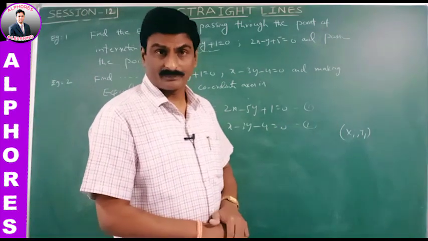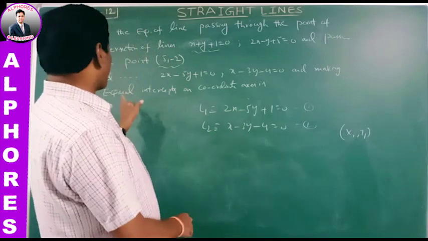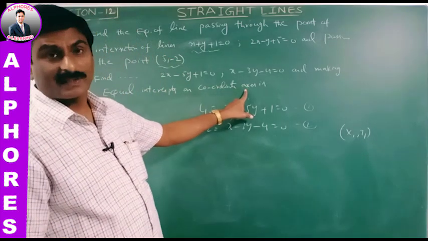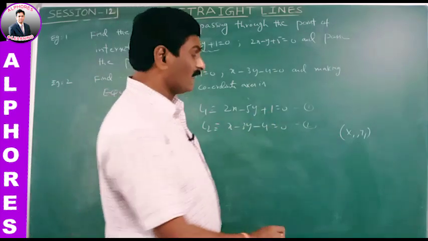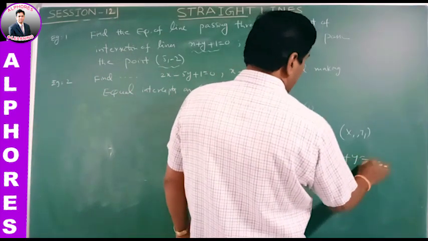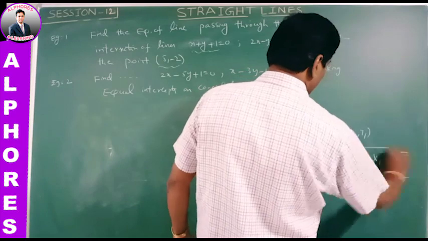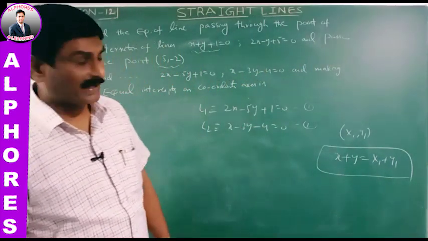Call it (x1, y1). But the required line makes equal intercepts on the coordinate axes. If the line makes equal intercepts on the coordinate axes and passes through (x1, y1), what is the equation of the line? x plus y is equal to x1 plus y1. By using this formula, we find the equation of the line. It is the first method.